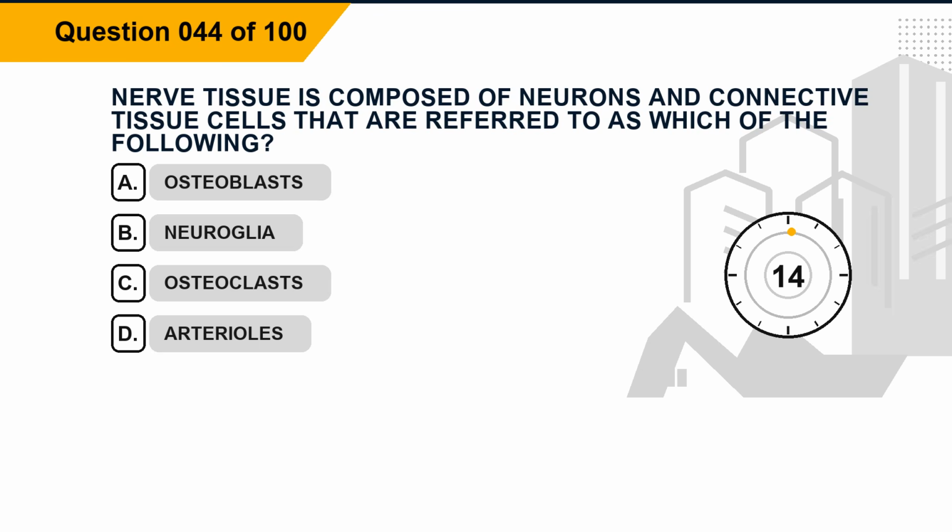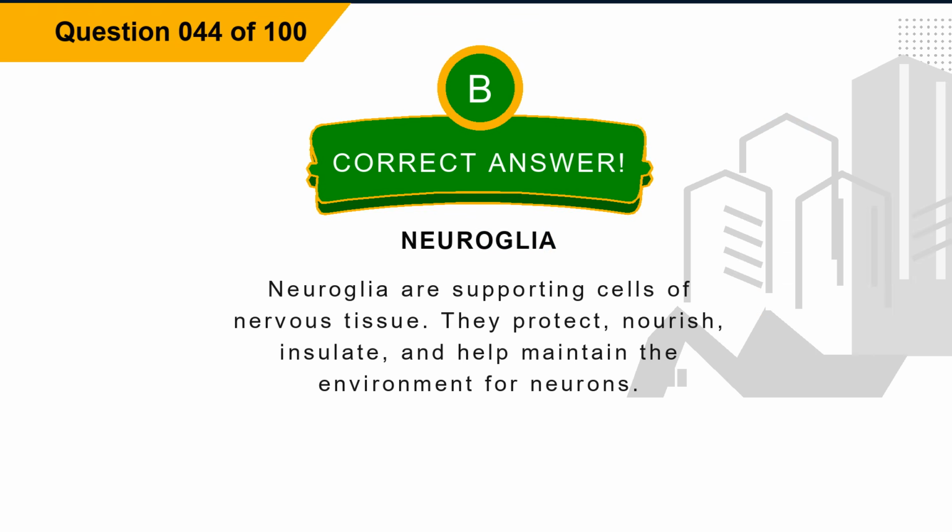Question 44. Nerve tissue is composed of neurons and connective tissue cells that are referred to as which of the following? Option A, osteoblasts. Option B, neuroglia. Option C, osteoclasts. Option D, arterioles. The correct answer is option B, neuroglia. Explanation. Neuroglia are supporting cells of nervous tissue. They protect, nourish, insulate, and help maintain the environment for neurons.